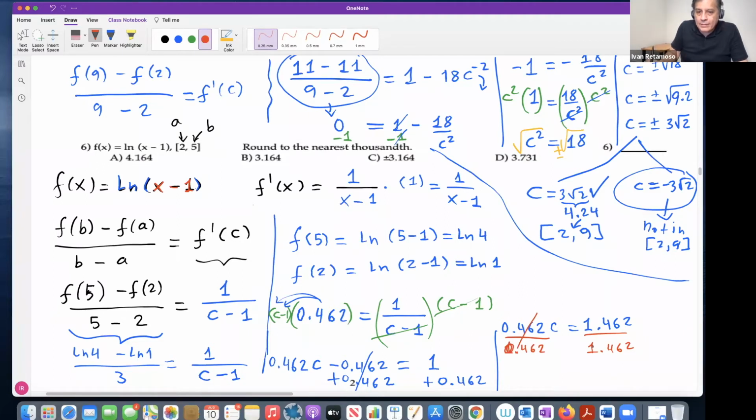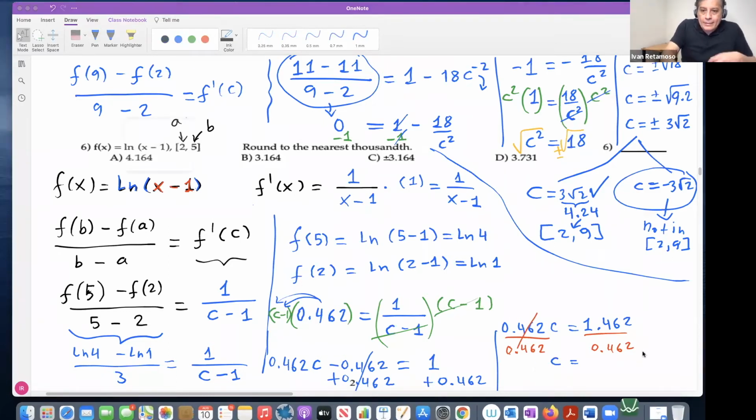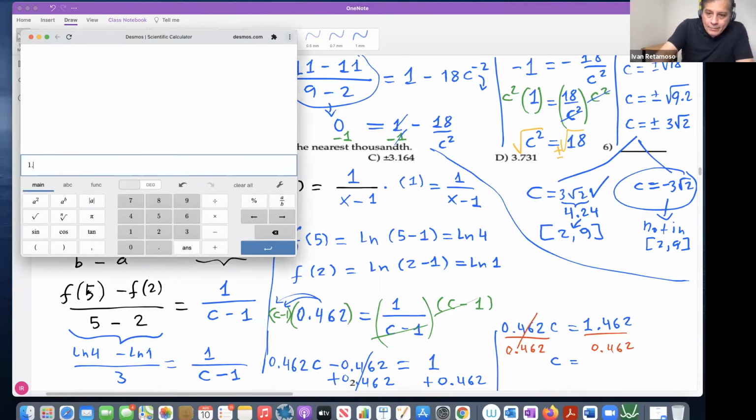This has to be the same as this 0. So this will cancel, and this will be equal to what? Let's take the calculator, right? Take your Desmos Scientific calculator, or any scientific calculator you have at hand. And then this will be C. C equal this guy, right? Let's see, 1.462 over 0.462.